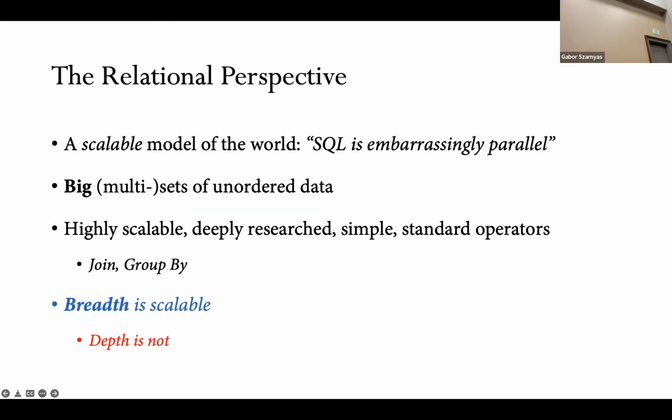So thinking about relations instead of graphs is about creating a scalable model of the real world and then executing it. And it is well known that SQL is embracing the parallel. And why? Again, because we are working with big, huge multi-sets of data, and we are thinking of operations that we are applying to these big, huge multi-sets of unordered data. And this allows all our well-known operations such as join and group by to be scalable.